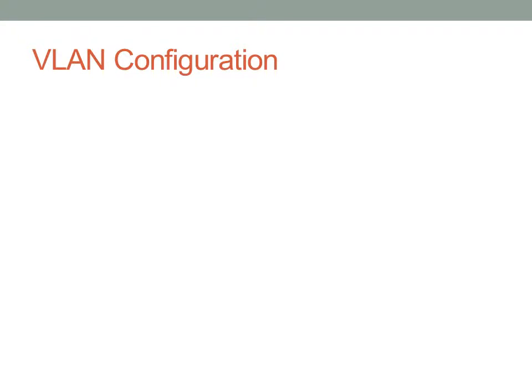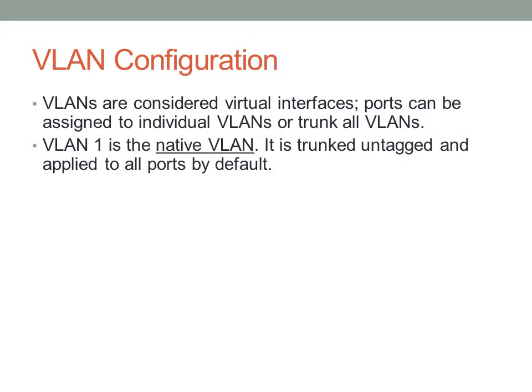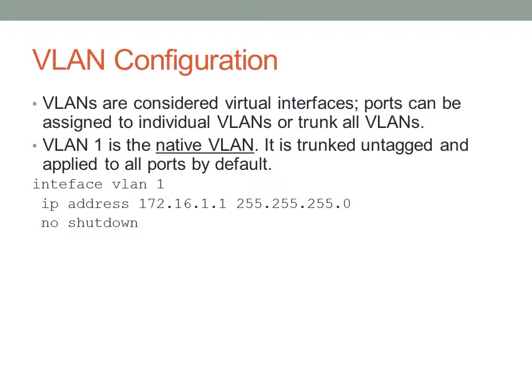Now we move to VLAN configuration. This is the sort of configuration you would apply to an individual VLAN. Within the IOS, Cisco VLANs are considered individual virtual interfaces. In other words, you can assign an IP address to them, you can configure them separately. Basically, what you do is you assign ports to a particular VLAN, or you can make a port a trunk so that it passes all VLANs. VLAN 1 is considered the native VLAN, and what that means is VLAN 1 is applied to all interfaces by default, untagged, and it is untagged on trunk ports as well.